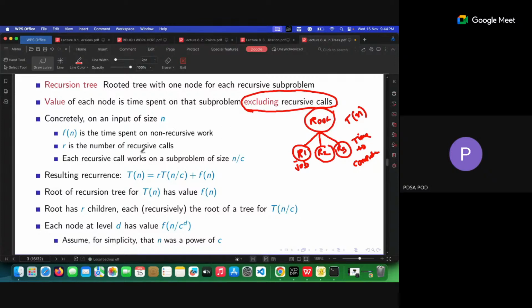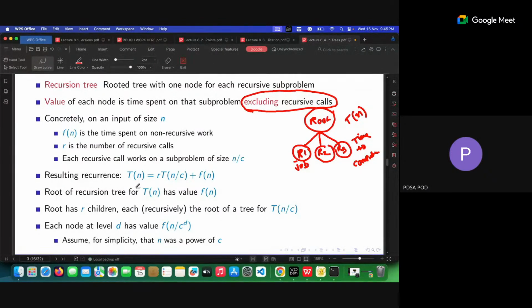See, R is the number of recursion calls, but it's not the time spent for the calling. It is the number of recursion calls, the number of sub problems. Each recursion call works on a sub problem of size n by c, so c is the number of sub problems. Don't include the time for the calls themselves. That's the reason.